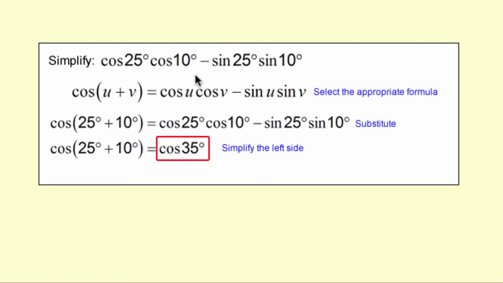So this is another application, simplifying a sum pattern. So basically you can just end up with a single trigonometric ratio. In this case, cosine 25 degrees times cosine 10 degrees minus sine 25 degrees times sine 10 degrees can be simplified to cosine of 35 degrees.